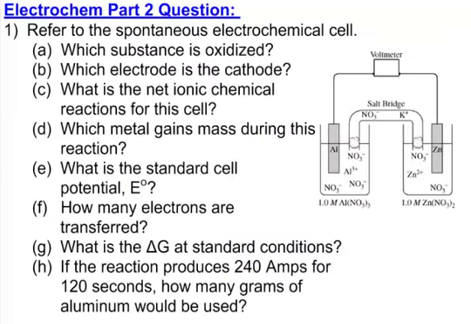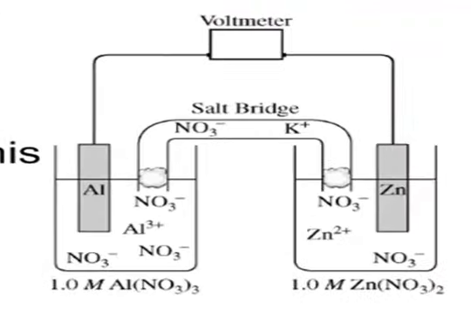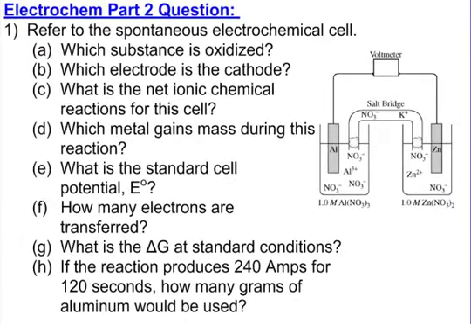And so this comes with our Electrochem Part 2 questions. We're going to refer to the spontaneous electrochemical cell that I put there with aluminum and zinc. You got to find out the following questions. What substance is oxidized? Which electrode is the cathode? What's the net ionic chemical reaction in the cell, which means what is the final reaction in the cell? Which metal gains mass during the reaction? What's the standard cell potential in volts? How many electrons are transferred? What's the delta G? What's the Gibbs free energy at standard conditions? If the reaction produces 240 amps for 120 seconds, how many grams of aluminum would be used?